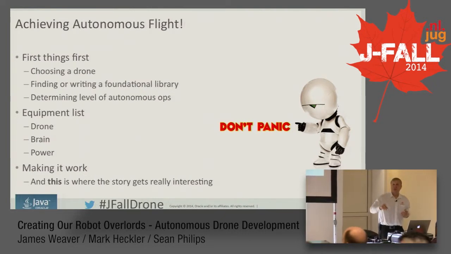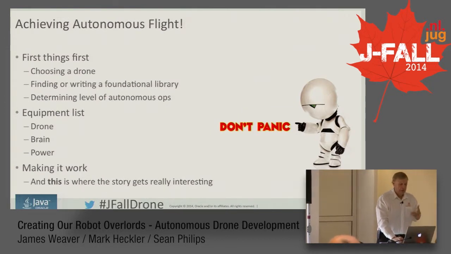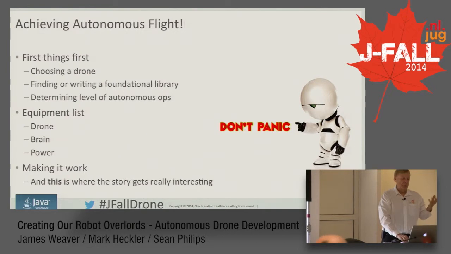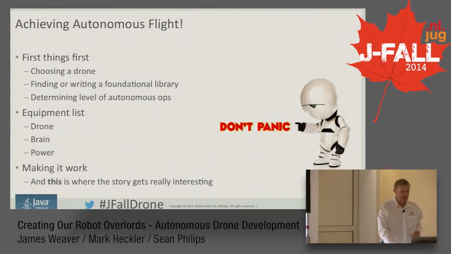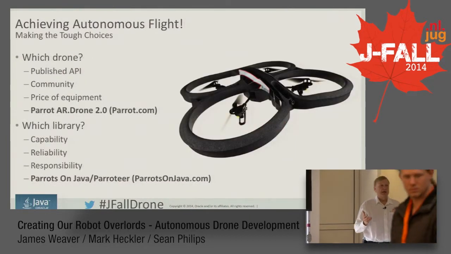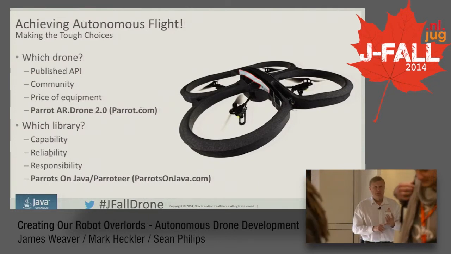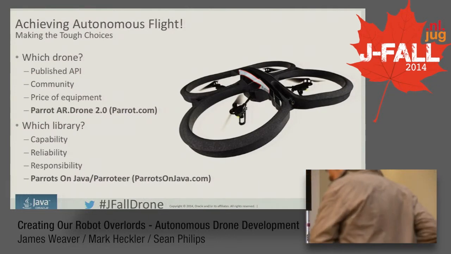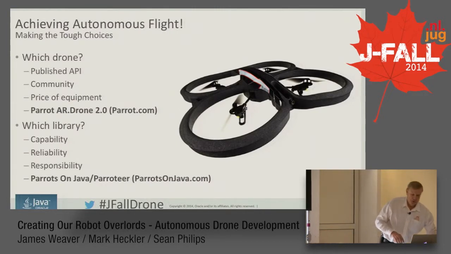Actually, three, four. Okay. So what we needed was a drone, a brain, and some power. And this is where it kind of gets interesting. First of all, which drone? And what were the criteria for choosing a drone? Well, we wanted it to have a published API. We wanted to have a community around it. And we wanted the equipment to be relatively inexpensive. And so we decided on the Parrot AR Drone 2.0.